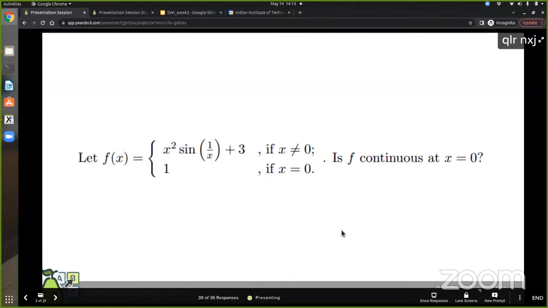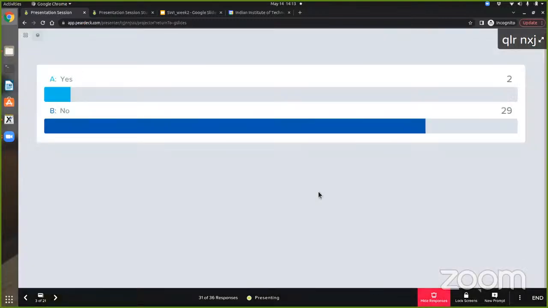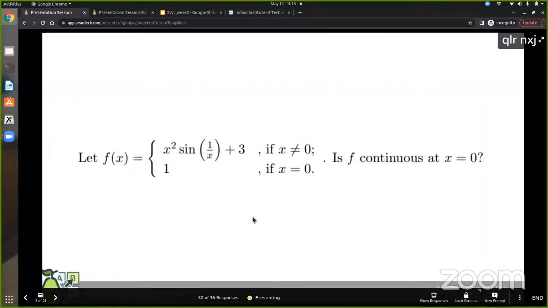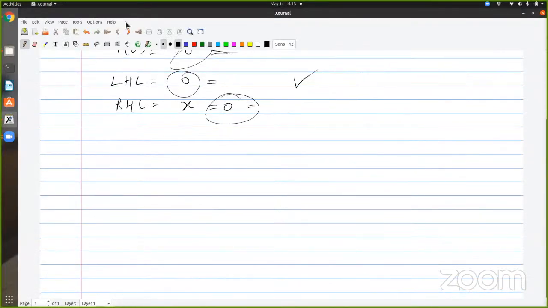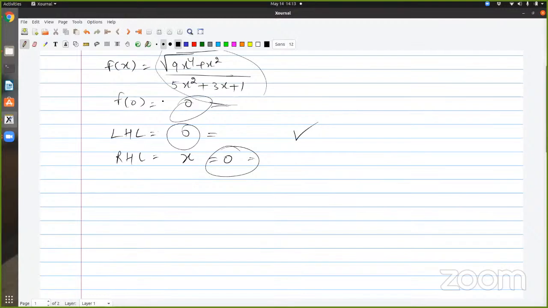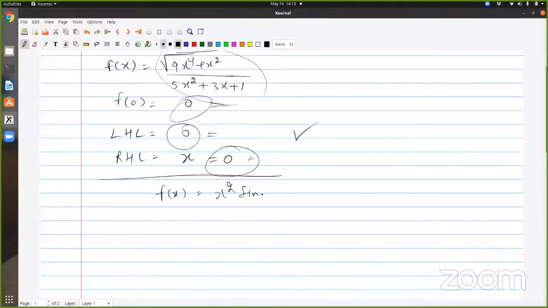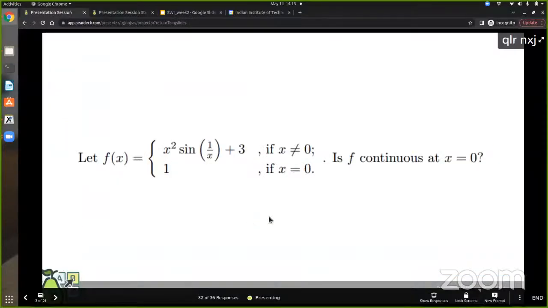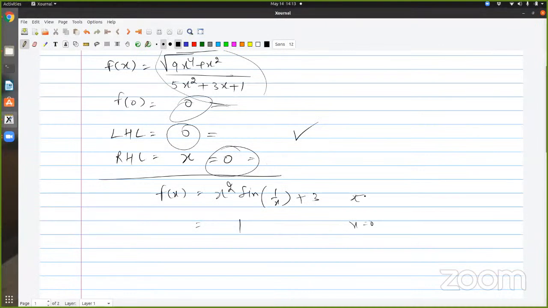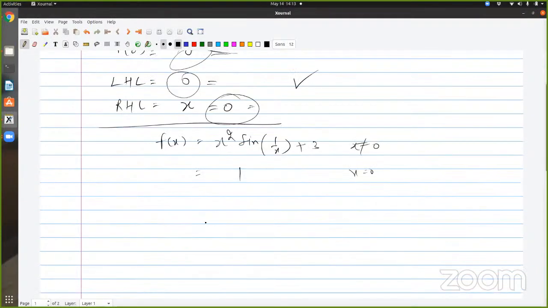Okay, so let's see what you filled in for this particular question. The correct answer is no. Two students have filled in yes, which is incorrect. So let's quickly do this question before we move on. So here, f of x is x square sine 1 by x plus 3 if x is not equal to 0 and 1 if x is equal to 0. So this is given and we have to check for continuity at x equal to 0. So f of 0 is given to be 1.